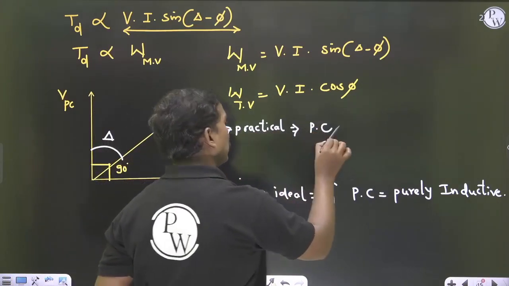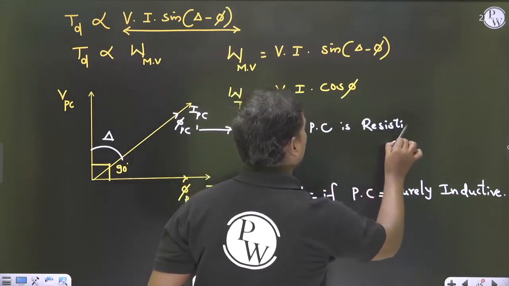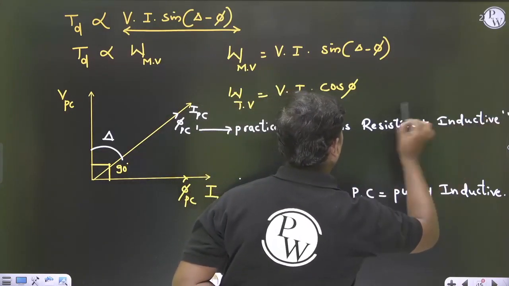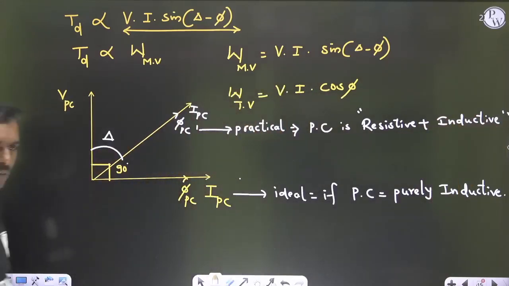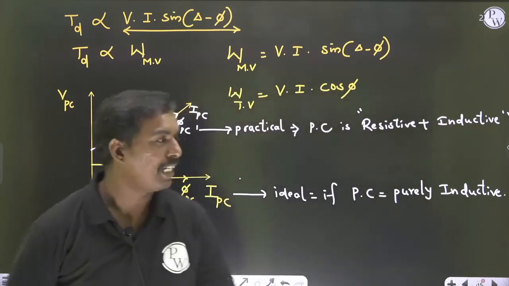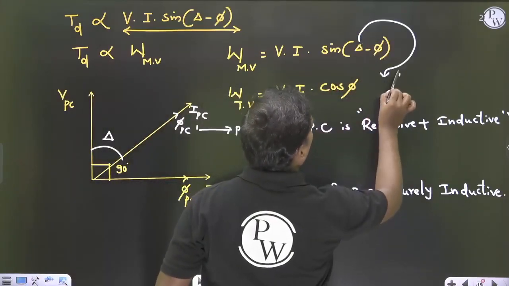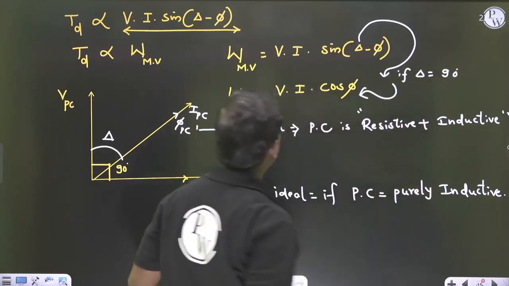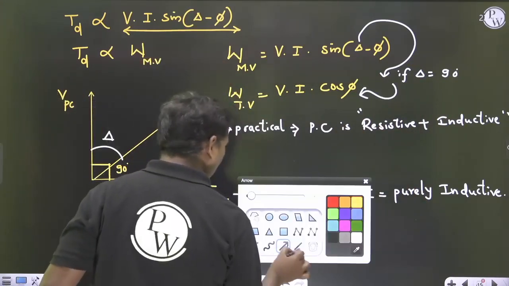The pressure coil is a resistive plus inductive combination. Purely inductive is not possible. Purely resistive is not possible. So it's a combination of resistive and inductive. So that is a point you have to understand. When delta becomes 90, sine of 90 minus phi, cos phi will come. So on this, definitely there is a possibility of a question on percentage error here.